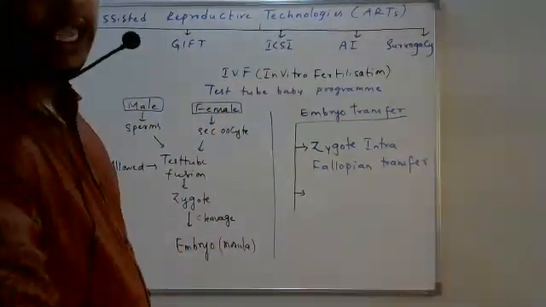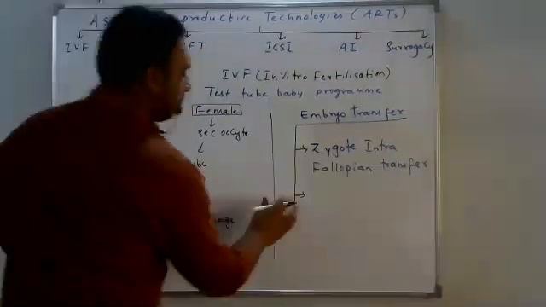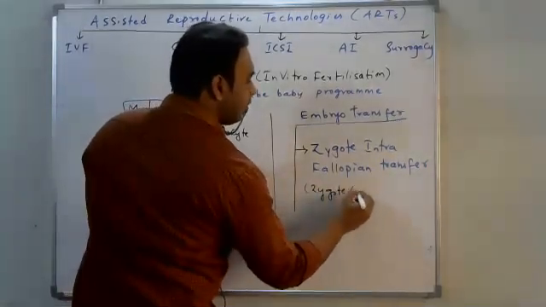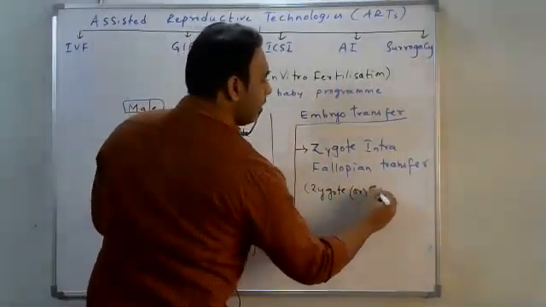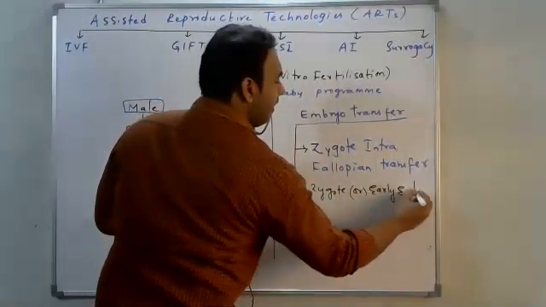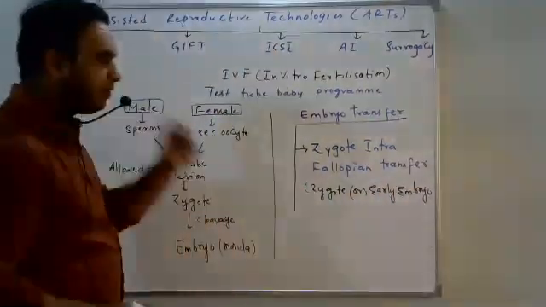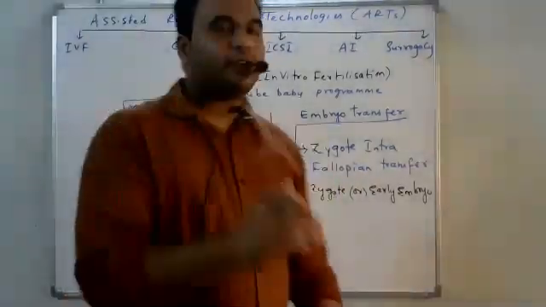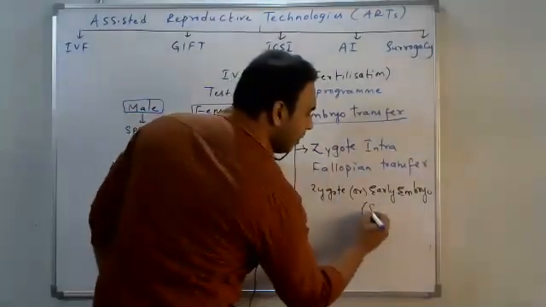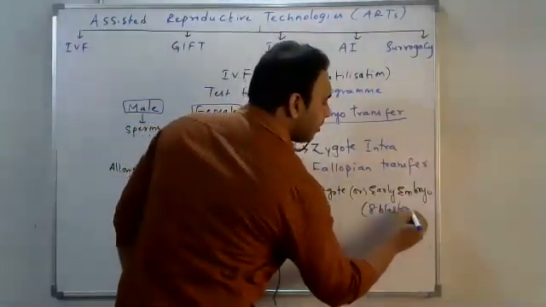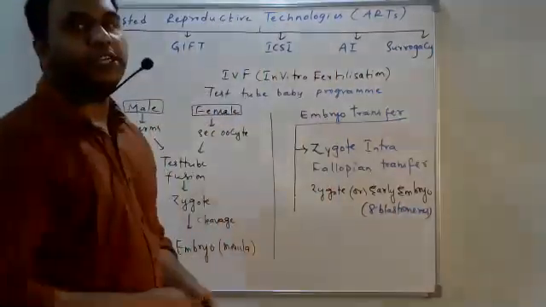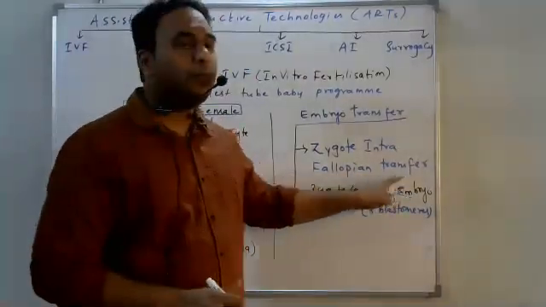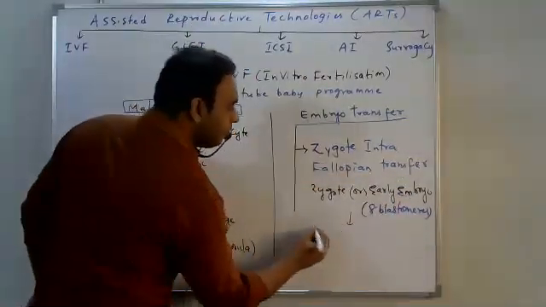The zygote or early embryo with up to 8 blastomeres is injected into the fallopian tube. That's why it is called transfer into the fallopian tube.